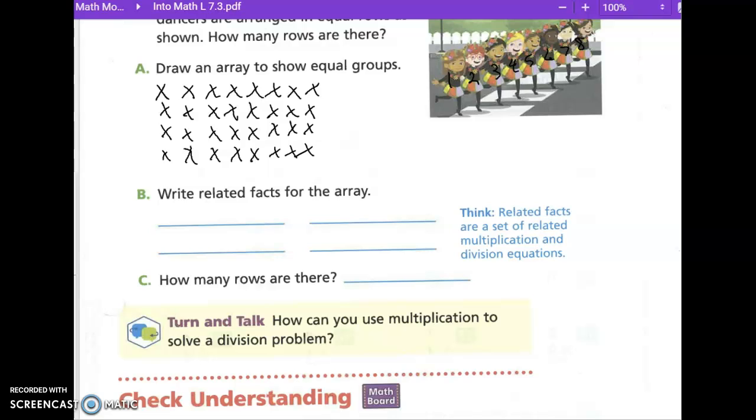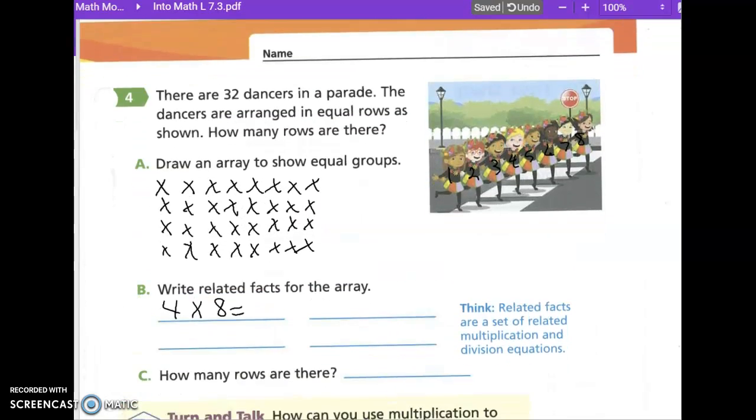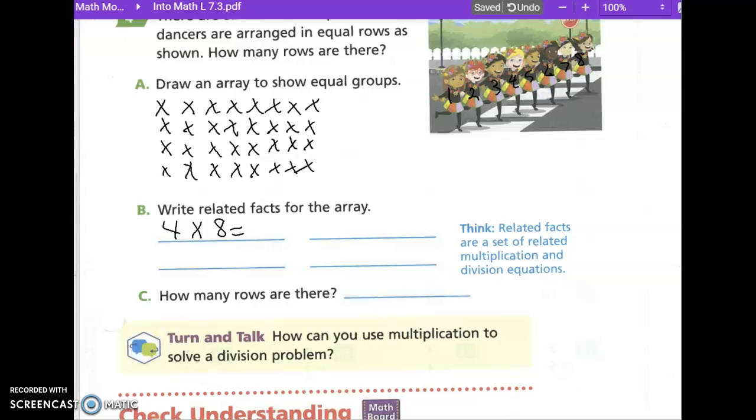So how many rows do we have here? 4. And how many did we have in each row? 8. And that equaled what? Remember? 32. Okay. Let's write the division fact that goes with this. What are we going to start with? 32 divided by how many groups? Equals 8. Okay, I want you to go ahead and do the other multiplication and the other division.